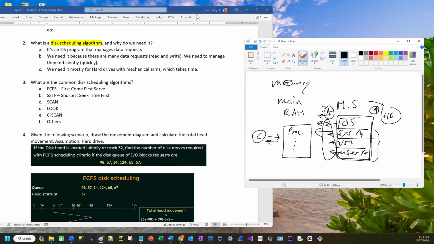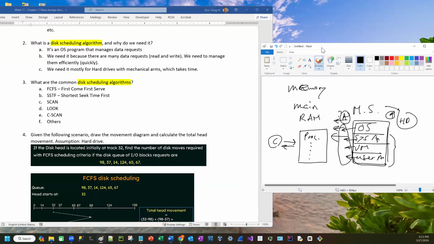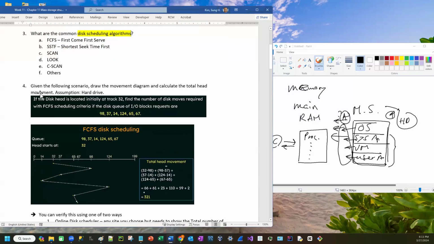So without further ado, these are only referring to the disk scheduling algorithm. There are other algorithms that are meaningful if the mass storage device is the SSD or tape or otherwise, okay? All right. So let's look at the first one.